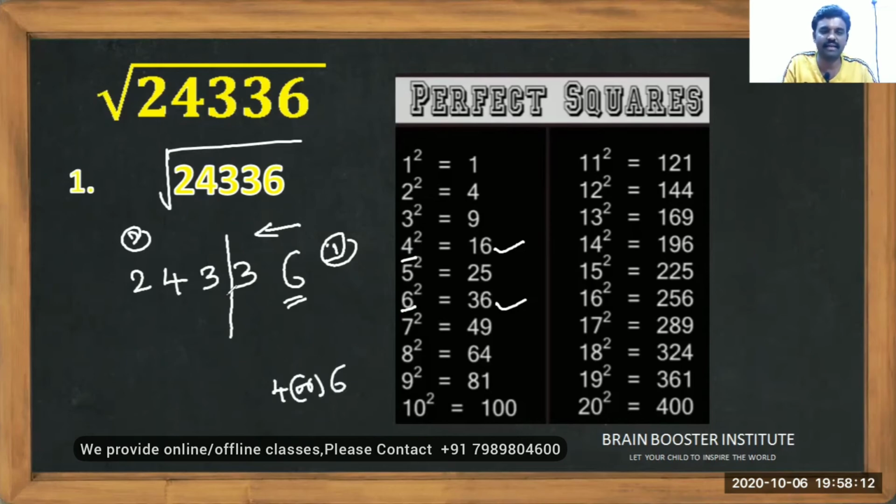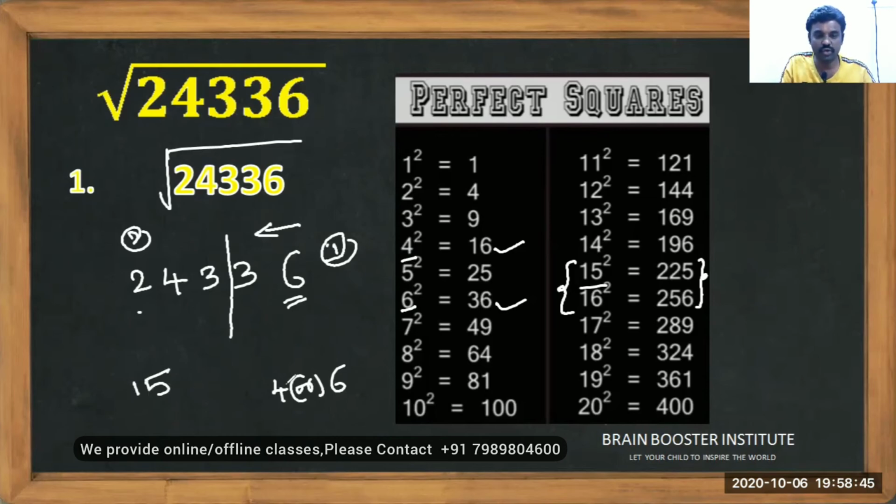Now let's take the second part, that is 243. The 243 lies between 225 and 256. This means its square root lies between 15 and 16. As 243 is less than 256, we need to take 15 here. I think you got the point now.